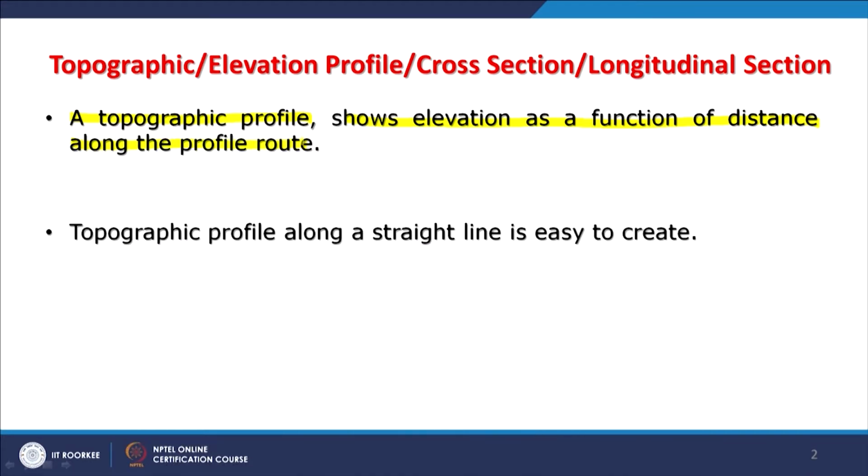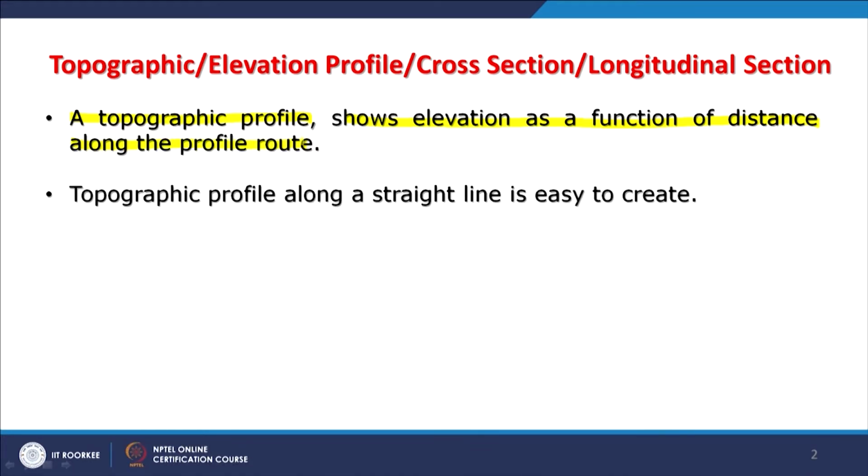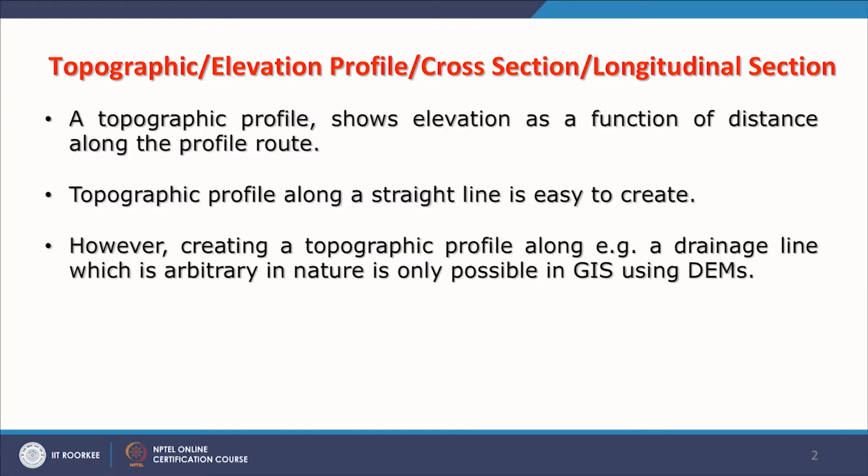profile route. This profile route, as I have mentioned, can be a straight line which is very easy to create, but when it is an arbitrary line, then it is not that easy, especially with topographic maps. A topographic profile along a straight line is easy to create. However, creating a topographic profile along a drainage line, which is arbitrary in nature, is only possible using GIS, using DEMs. This is the point which I am re-emphasizing here.